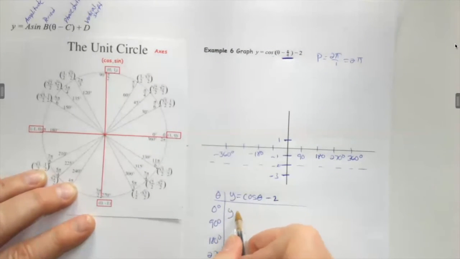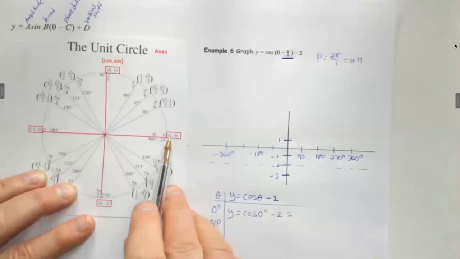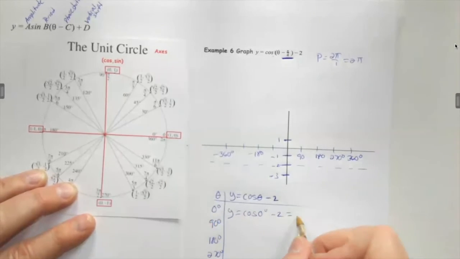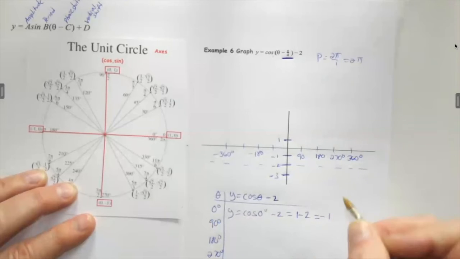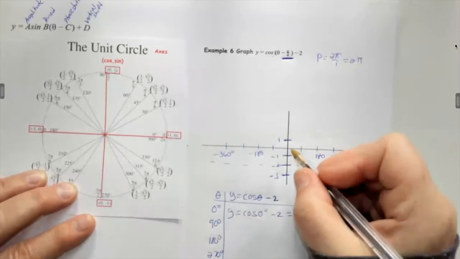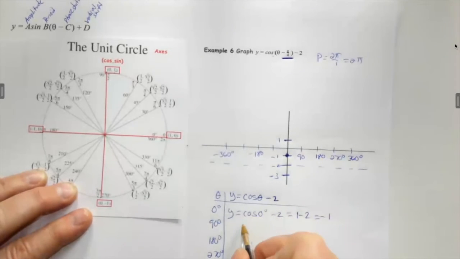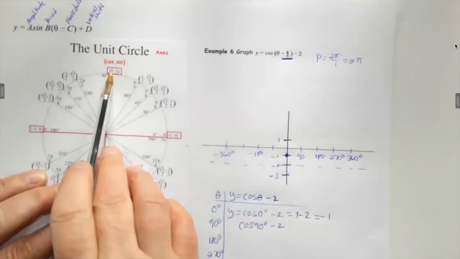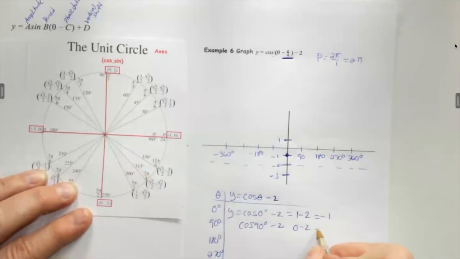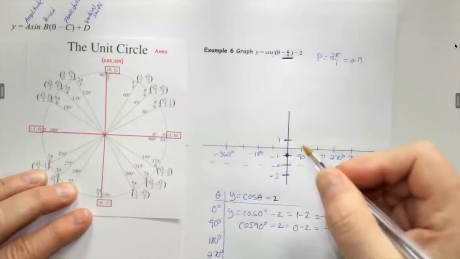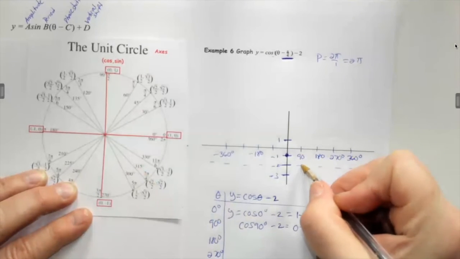Cosine at 0 degrees. Cosine at 0 degrees is 1, and 1 minus 2 equals -1. At 0 degrees, y is -1. Cosine of 90 degrees is 0. 0 minus 2 is -2. At 90 degrees, we are at -2.